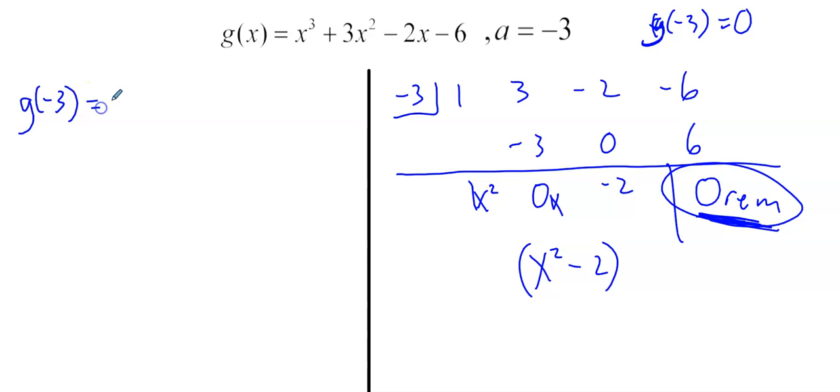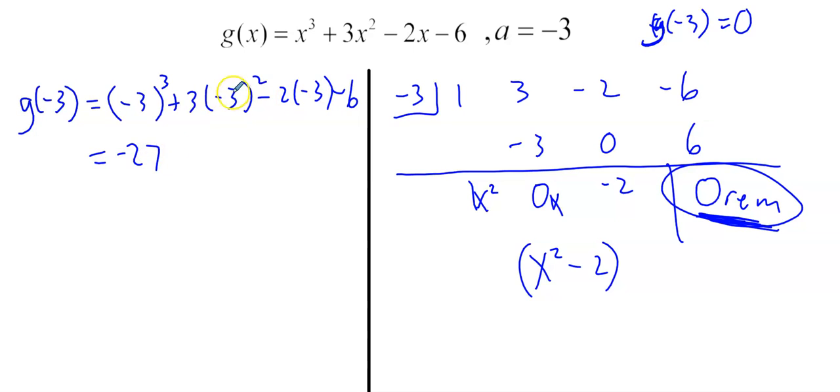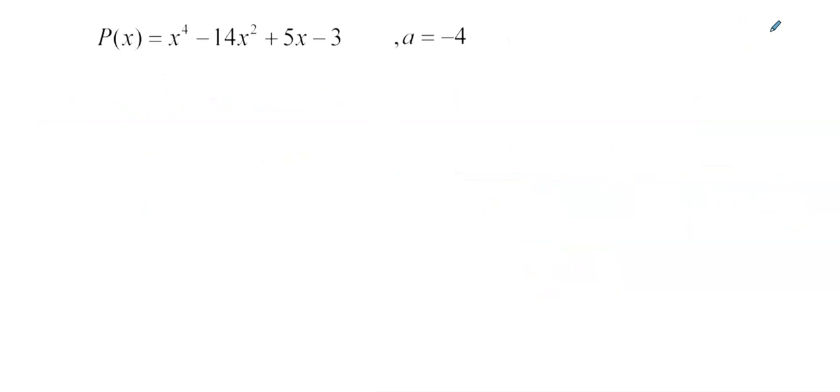If we actually plugged that in and worked it out, like -3 to the third plus 3 times -3 squared minus 2 times -3 minus 6, this would be -27 plus 27, that's weird, plus 6 minus 6, which is 0. So you get the same answer. Again, if they're asking what is g of -3, your answer is going to be the remainder if you are using the remainder theorem and synthetic substitution.